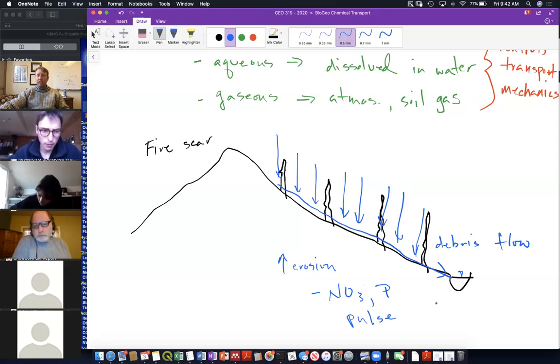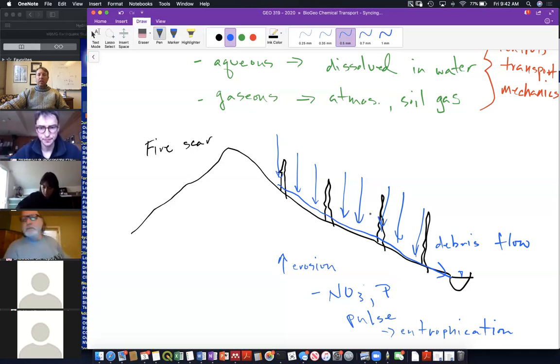So what we often see after fires is we'll get big fish kills after the first rain because we just dumped all this nutrient into the river, and we get eutrophication. So this is one of these feedbacks that, we had a drought, then we had a fire, then we get another rain, and then it will lead to naturally occurring eutrophication.